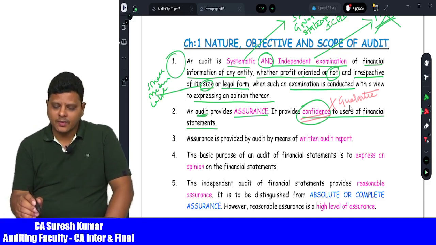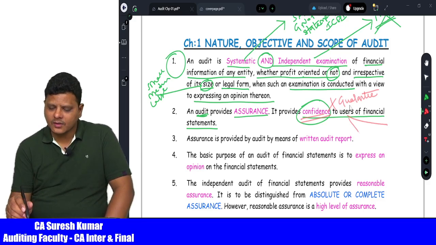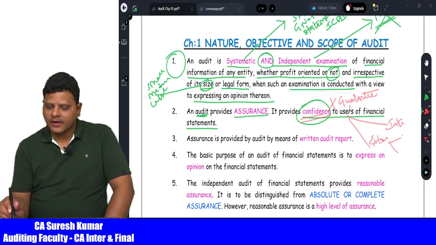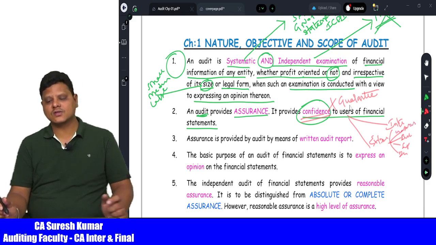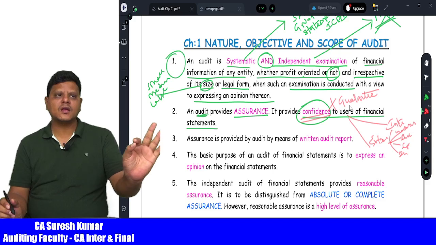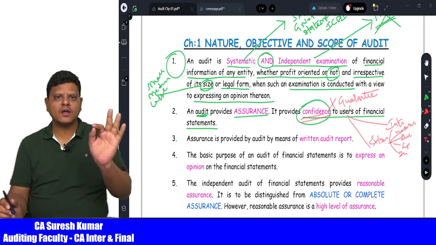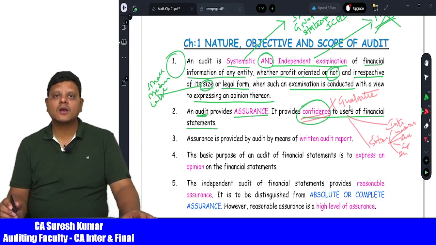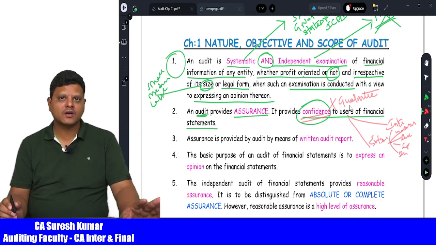The users of the financial statements may be internal users, and the users may be external users also. External users may be bankers, suppliers, debtors, different kinds of vendors, government, different kinds of organizations. So the point to be noted here is an audit will never give the guarantee, audit will give only assurance. What is the meaning of assurance? Satisfaction level of the auditor.